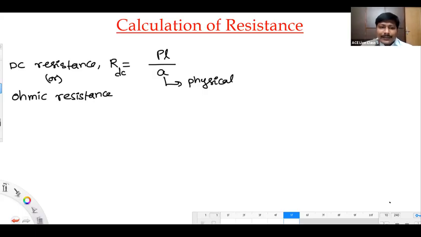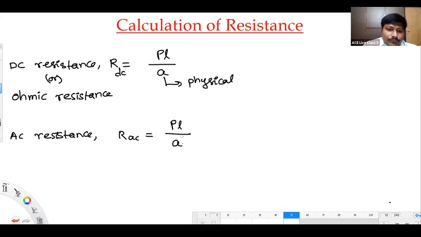No, we should not take this DC resistance into the circuit. We should go for only AC resistance in the circuit. What will be the formula for the AC resistance? R_AC equals rho L by A dash.